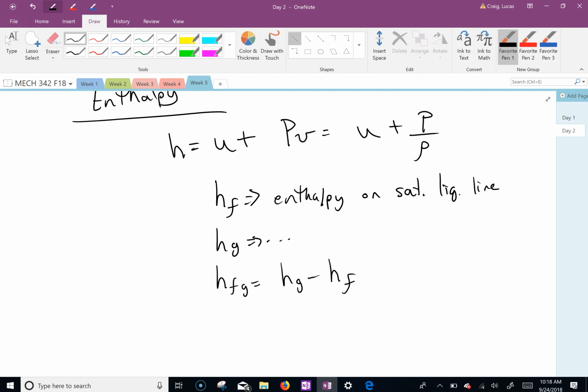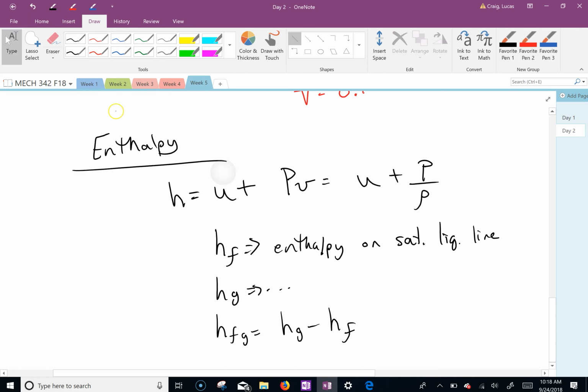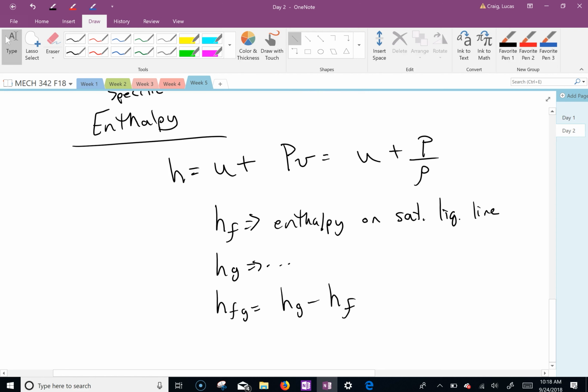So we have specific volume. Actually, technically this is specific enthalpy, right? Because it's lowercase. Then you could also have entropy, which we're going to cover in the second half of the semester.